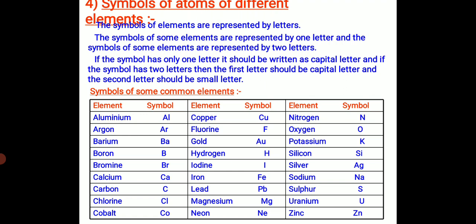So this is a very basic rule. You keep reading this type of writing in so many classes. Like when you were in nursery, you were told that the first letter should be written in capital and the second letter should be written in small. So that is also followed in the case of atoms and their symbols.